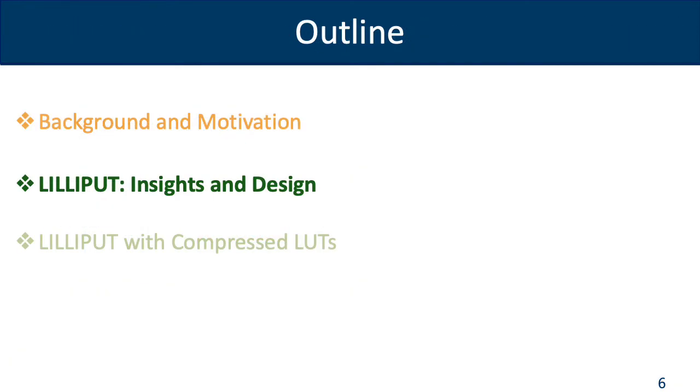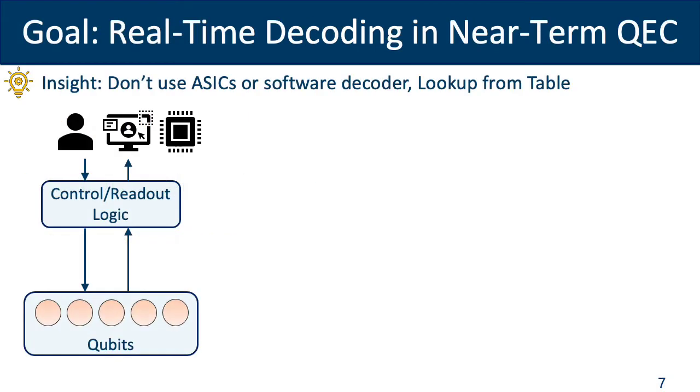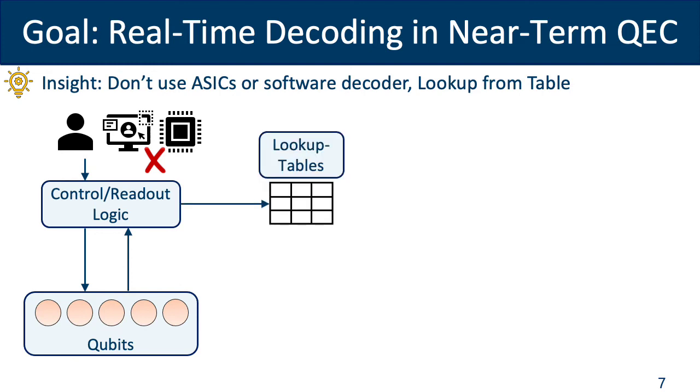Our goal is to design a decoder for practical adoption in the near-term quantum error correction studies, and we propose LILLIPUT. Our key insight is that for small surface codes, we don't really need ASICs or software decoders to decode syndromes on the fly as they arrive. Instead, we can simply look up from a table. This table is indexed by the syndrome information, and its entry provides the error assignments for the data qubits.